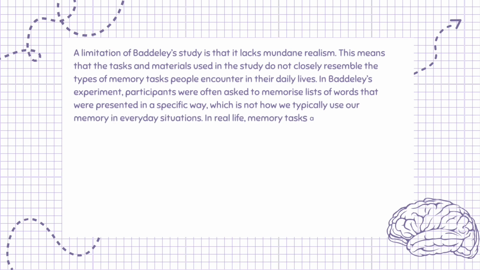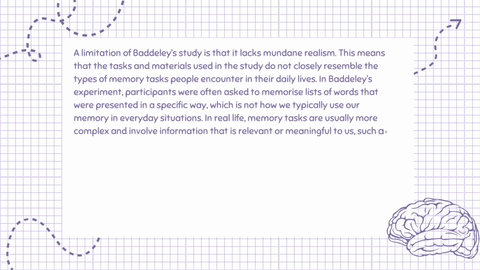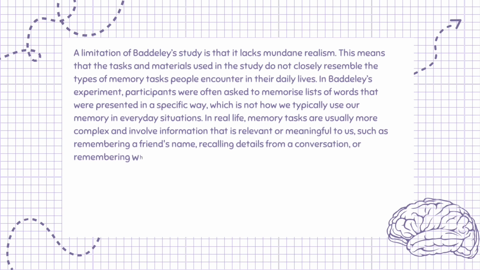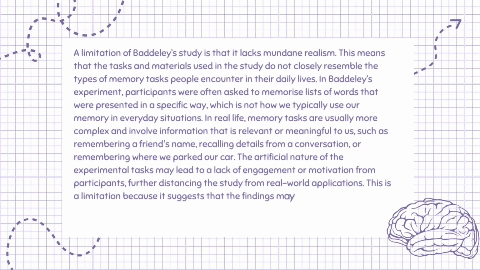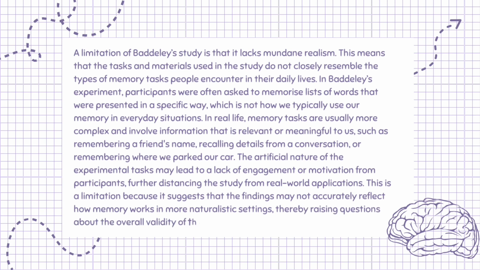In real life, memory tasks are usually more complex and involve information that is relevant or meaningful to us, such as remembering a friend's name, recalling details from a conversation, or remembering where we parked our car. The artificial nature of the experimental tasks may lead to a lack of engagement or motivation from participants, further distancing the study from real-world applications. This is a limitation because it suggests that the findings may not accurately reflect how memory works in more naturalistic settings, thereby raising questions about the overall validity of the conclusions drawn from the study.